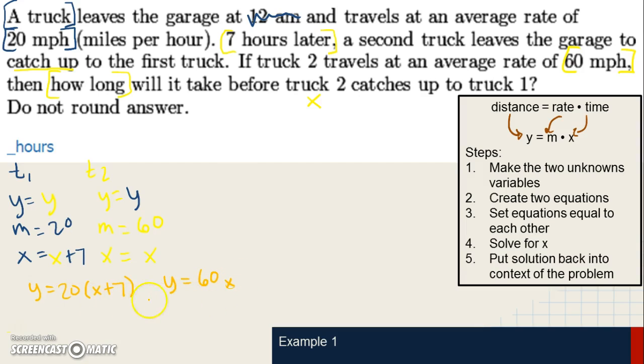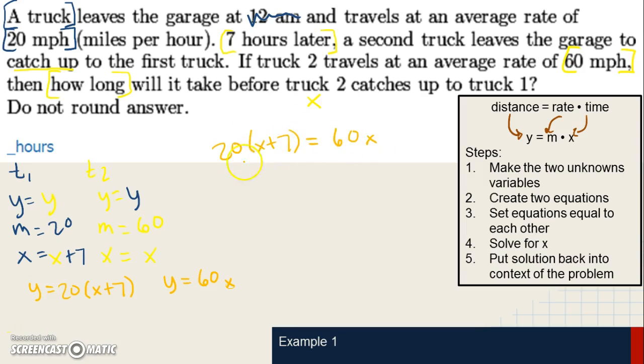So now how we're going to solve this is fairly easy. Because the two trucks went the same distance, and we know that because of the words catch up, all we're going to do is take these two equations for y and set them equal to each other. So we're going to put 20 times x plus 7, which is the equation for the first truck, and make it equal to 60x. So we're replacing the y's with our expressions and setting them equal, because we know they went equal distance.